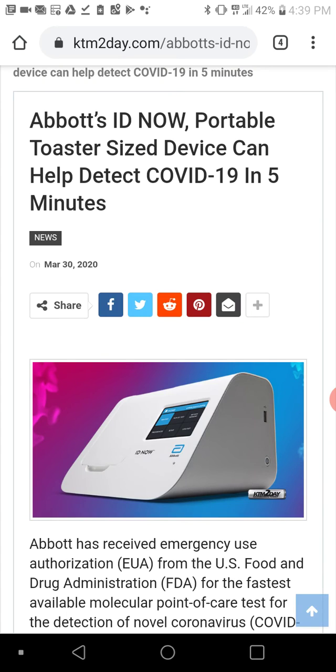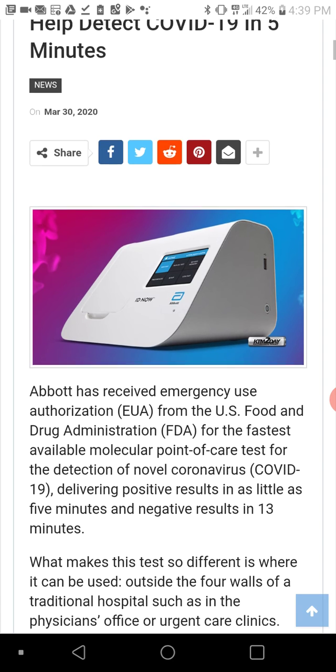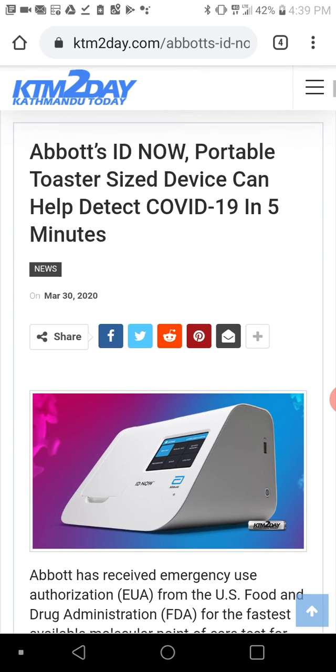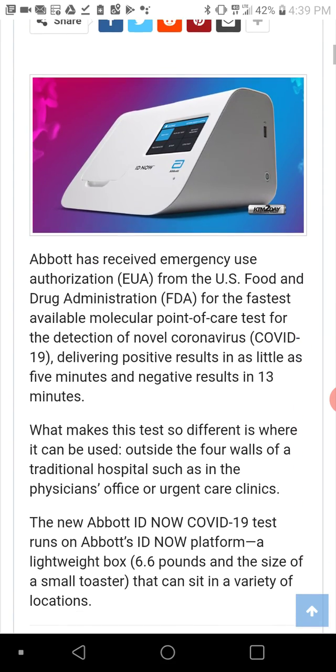Now they have changed it from the ID Now COVID-19 in 5 minutes. It went from being able to identify influenza A and B to being able to magically identify COVID-19. I don't know if this is a trick, if this is a scam or what, but I think they're using their influenza certification in order to detect COVID-19.